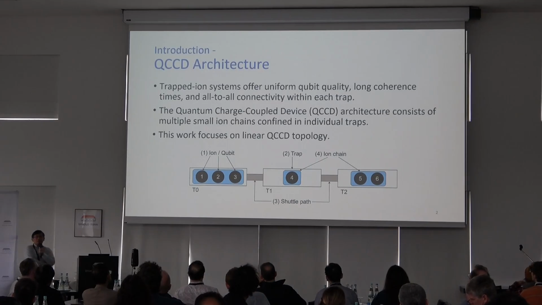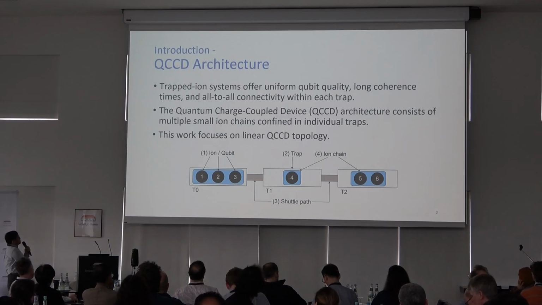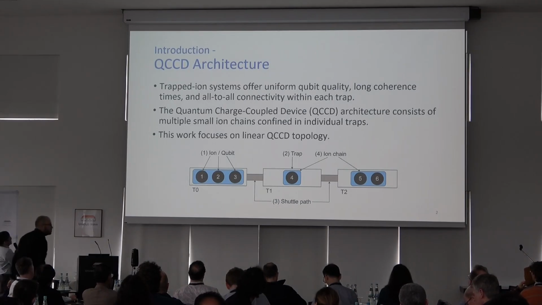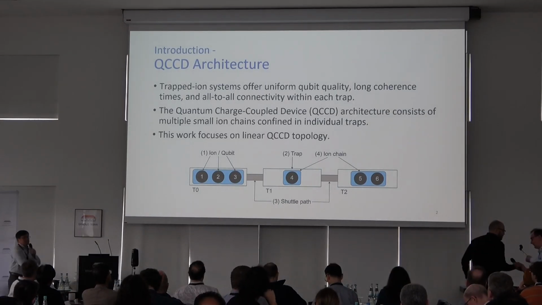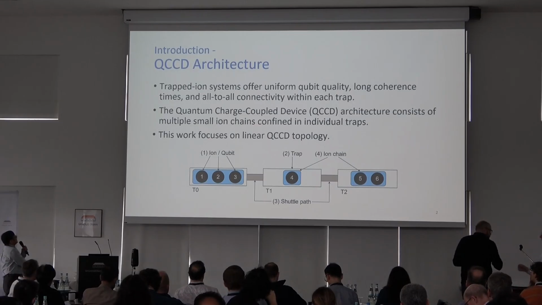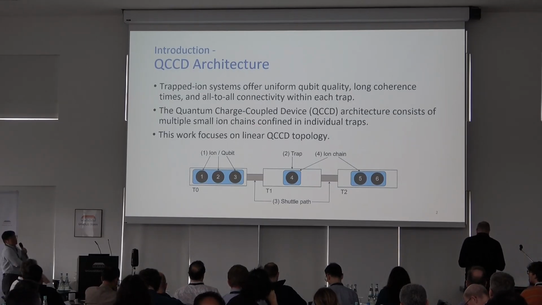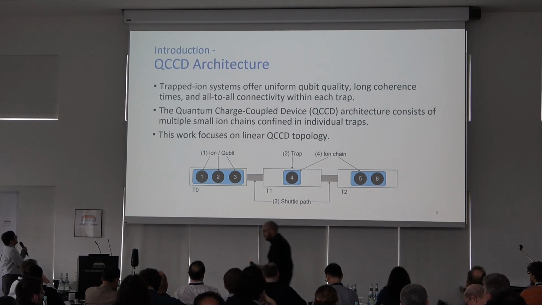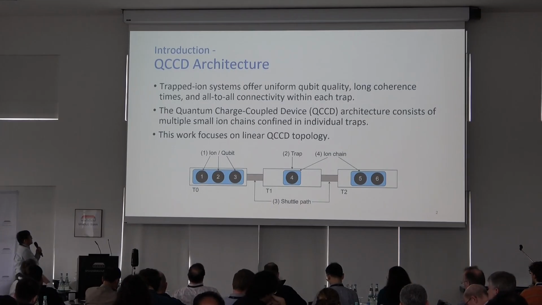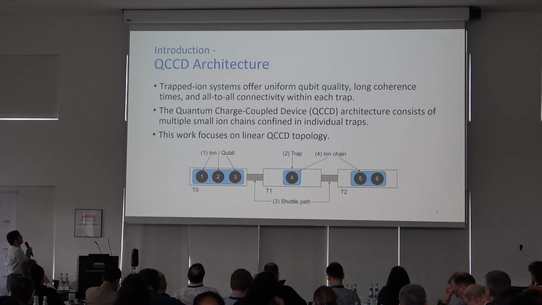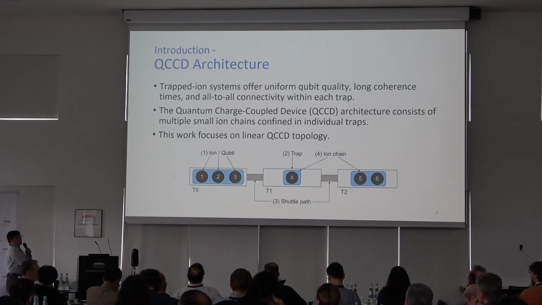This slide shows a very tiny example of a QCCD device. Here we have 3 traps. They are connected in a linear fashion, and within each trap, there are ions confined inside it. For this example, the maximal capacity for a trap is 3. So trap T0 is at full capacity, while traps T1 and T2 have some available capacity, which are 2 and 1.